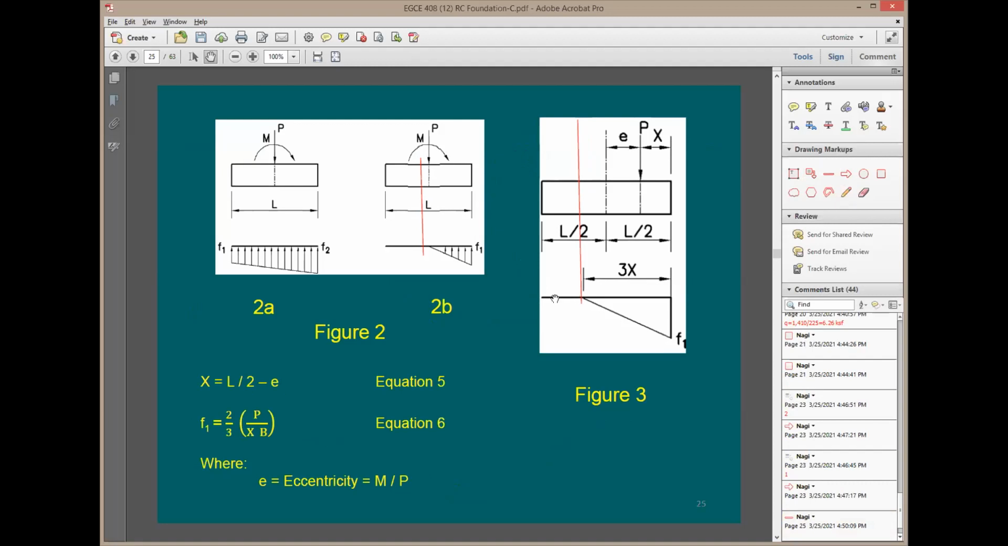It means this section of the footing is already lifting up. There is no contact here between the footing and the soil. This is why you see no stresses. And the stress is going to be only in this side. It's going to be all pressure, like compression.